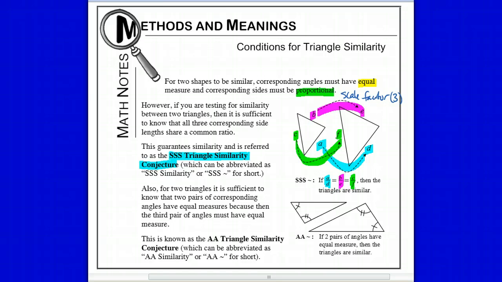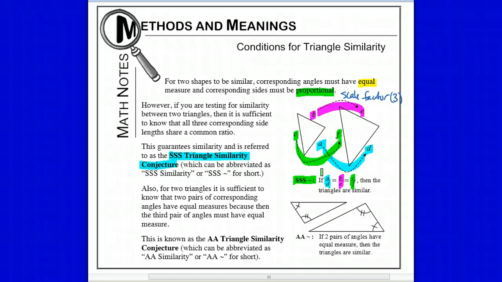Then I can make this statement. I can say, yes, by the side, side, side similarity conjecture, the two triangles are similar. That would be the statement that you could write down, and you can abbreviate it just like this. This little symbology right here, SSS with this similarity symbol, is the same as stating the entire sentence, saying that all three sides are proportional, therefore the two triangles are similar. You could just say yes by SSS similarity symbol.